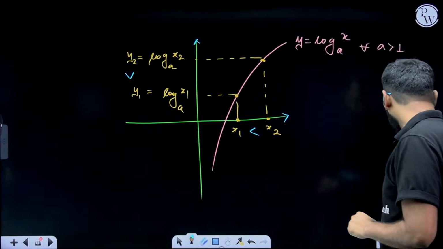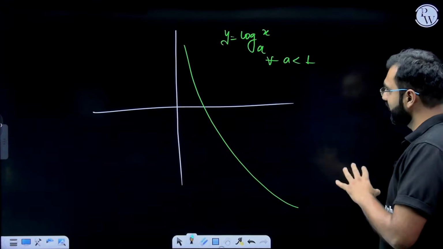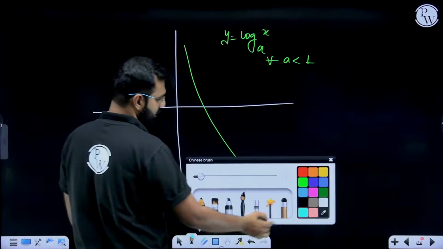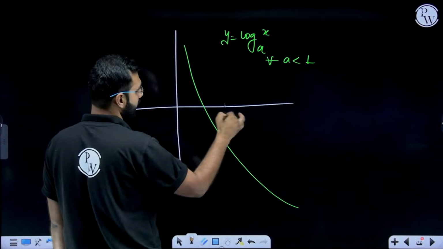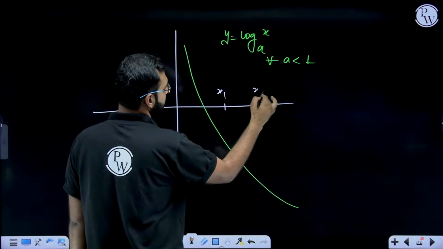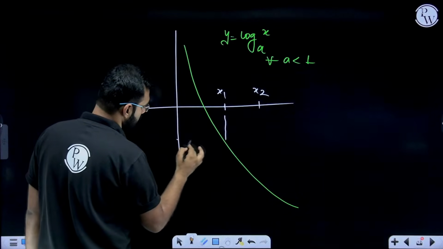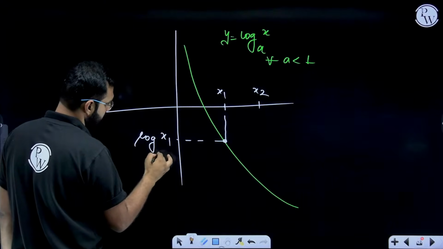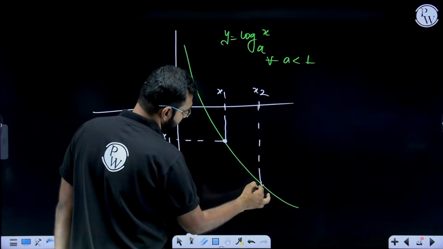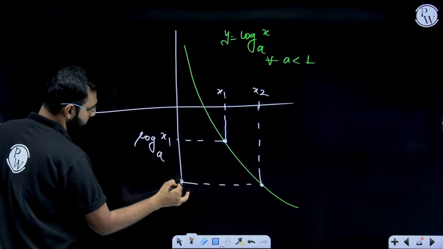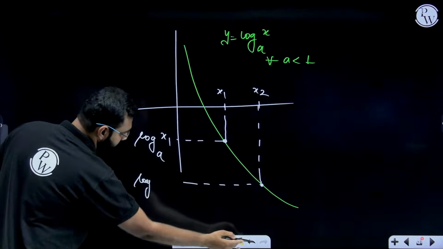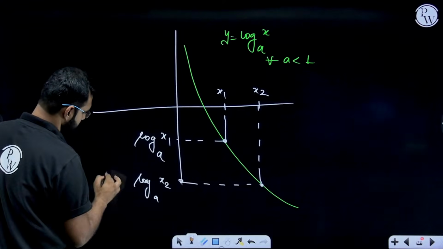Now, the second property is this one, which we have already discussed. If I talk about this graph, this is clearly a strictly decreasing function, which means if I take two values of x, let's say this is x1, this is x2. Here for x1, this will be y1, which is log of x1 at base a, and at x2, this is your y2, which is log of x2 at base a.